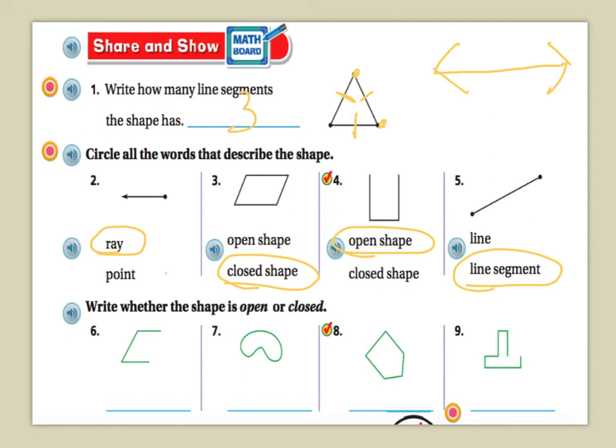Number 6. For these few, we're going to write whether the shape is open or closed. For time purposes, I'm going to write an O or a C. So this shape is open because it is not connected. 7 is closed, 8 is also closed, and 9 looks closed to me. Nope, that is also open because that is not connected.